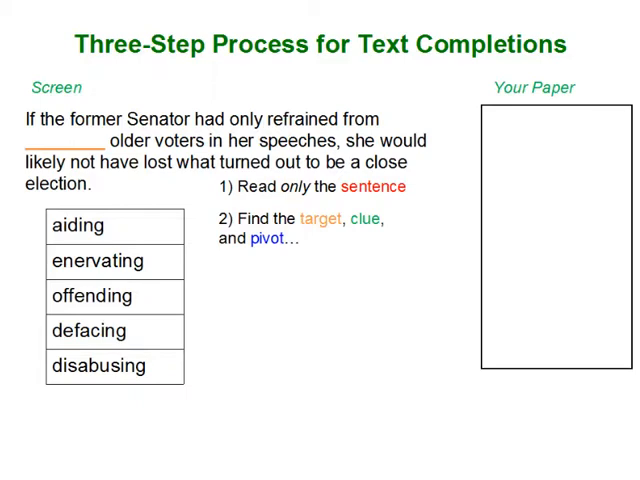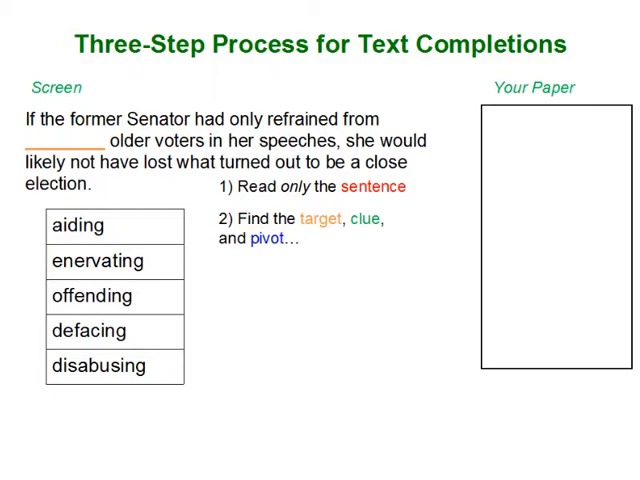Oftentimes the blank is a modifier of some sort that's modifying a noun or another phrase in the sentence, or oftentimes the blank is a noun that's receiving a modification from an adjective or some other part of the sentence. So it's very important that we get clear on what the target is.